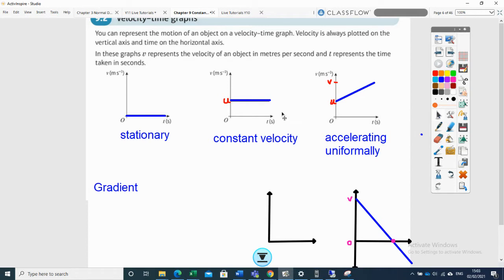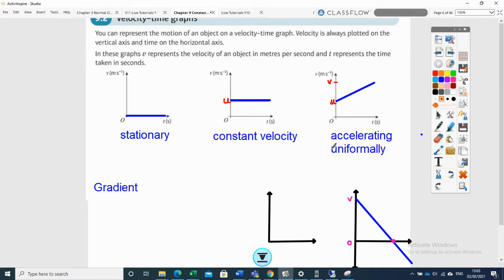In the next graph, we have it starting at a velocity of u over a certain amount of time. We've got a horizontal line, so it's staying the same, and it ends at a velocity of u. So it's staying the same velocity, so we can say this is a constant velocity. So a horizontal line is a constant velocity, not stationary as it was in the displacement time graph. In this third one, it starts at a velocity of u and it ends at a higher velocity of v. So we can say that it's accelerating, but we can say more than that because it's a straight line. It's accelerating uniformly. Uniformly means at the same rate.